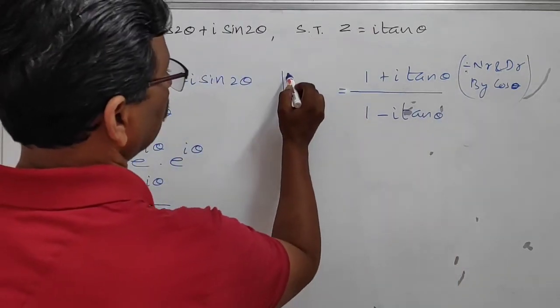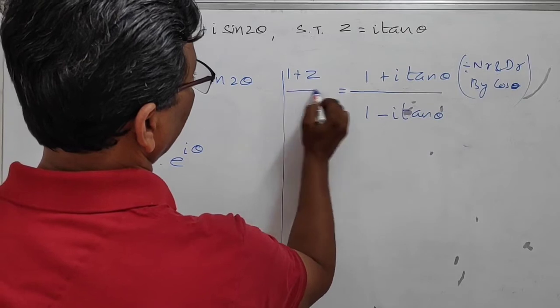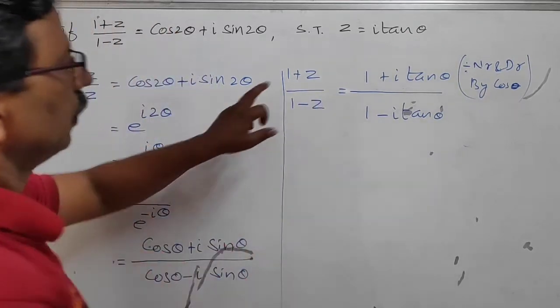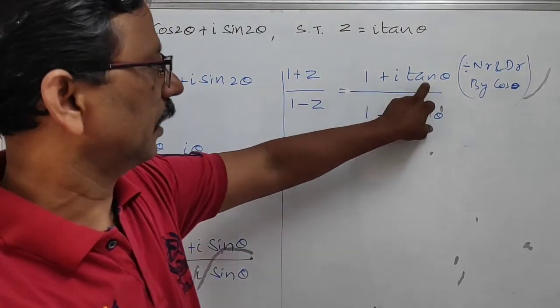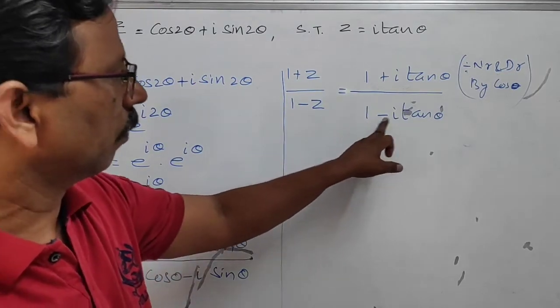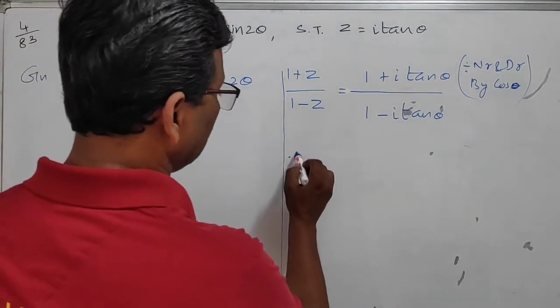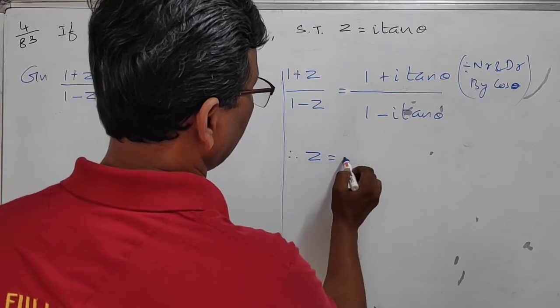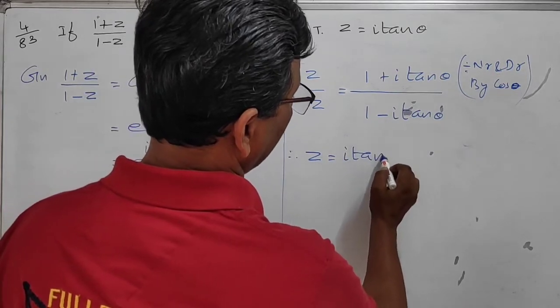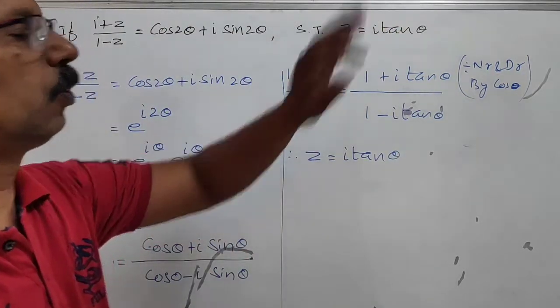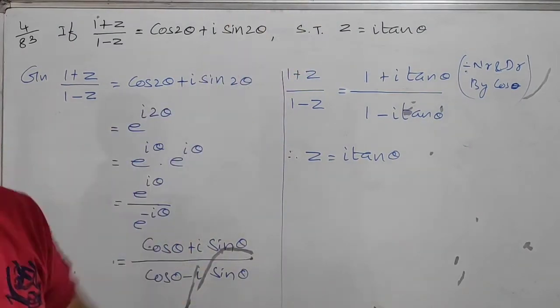Now what is LHS? (1 plus z) by (1 minus z). Therefore in the place of z what we have? i tan theta. Hence the result that we have to prove, z is equal to i tan theta.